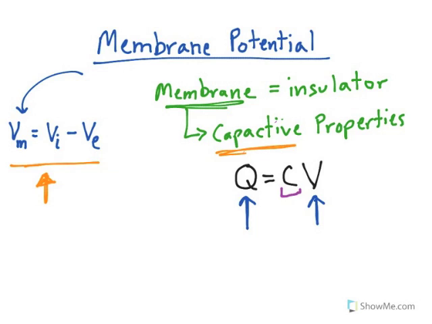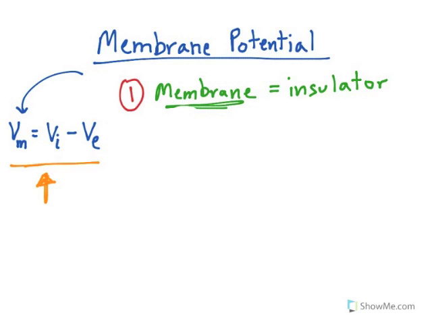And because membranes, or cell membranes, are good insulators, this capacitance is actually quite significant. So that's the first point that I want to make: the membrane is a good insulator, and therefore that gives it a significant capacitance.